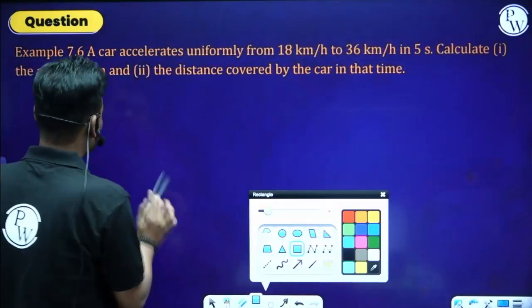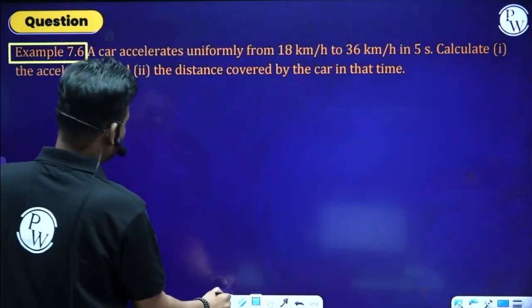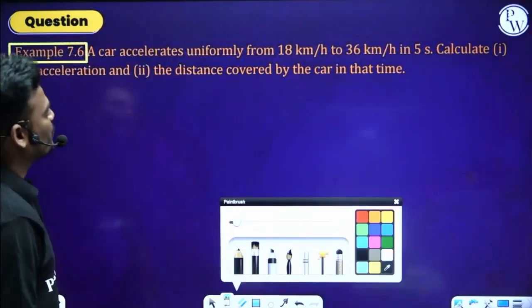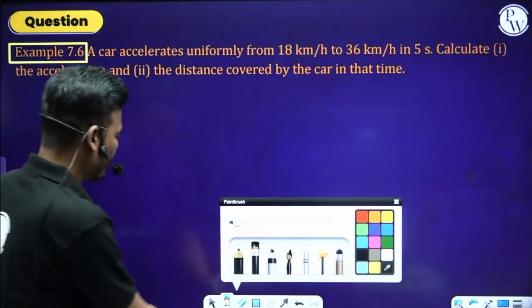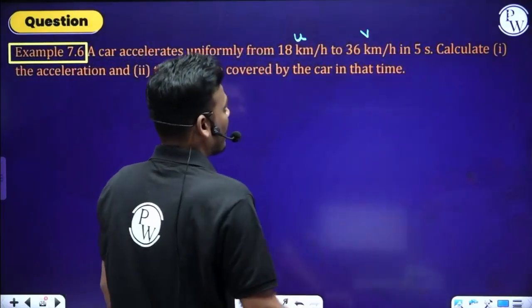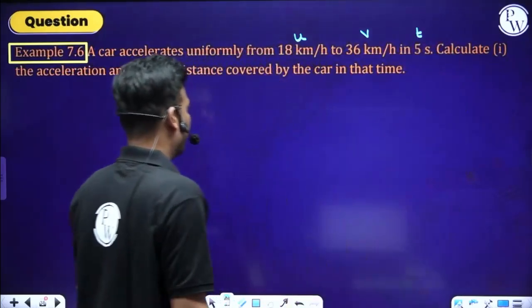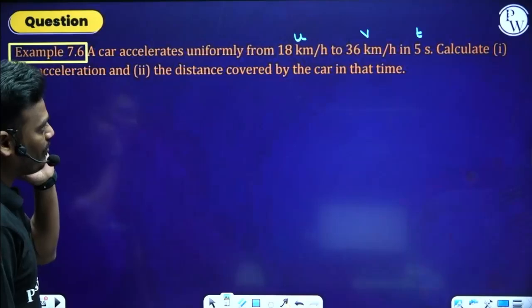Next question, that is 7.6. A car accelerates uniformly from 18 kilometer per hour to 36 kilometer per hour. This is the initial velocity, this is the final velocity, and this is the time. Calculate the acceleration, and second, the distance covered by the car.